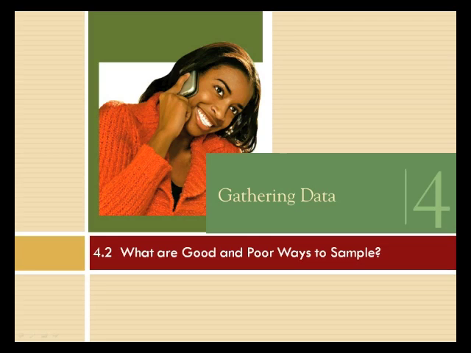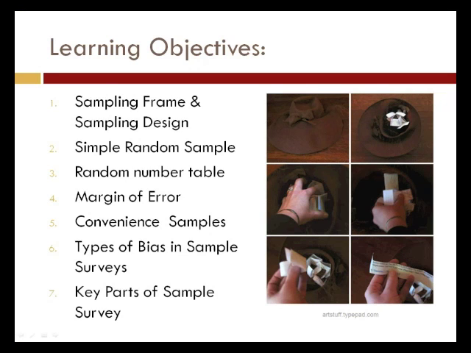4.2, so in here we're going to go into more detail about sampling particularly, and what are good and poor ways to sample. We'll talk about the sampling frame and sampling design. We'll define what a simple random sample is. We will use the random number table. We will calculate the margin of error. We will talk about convenience samples, the types of bias in sample surveys, and the key part of good sample surveys.